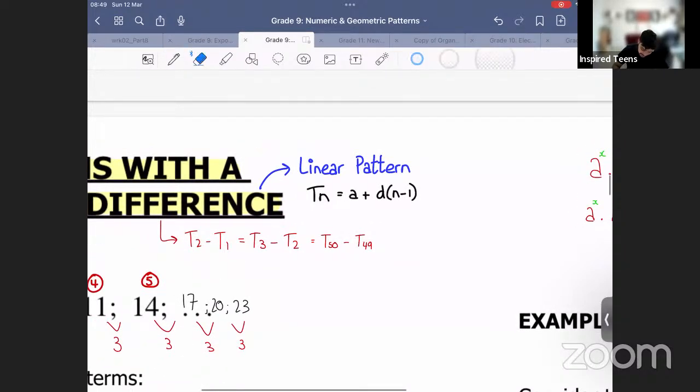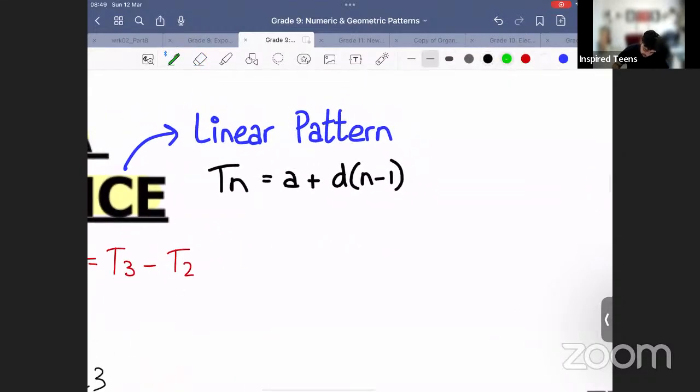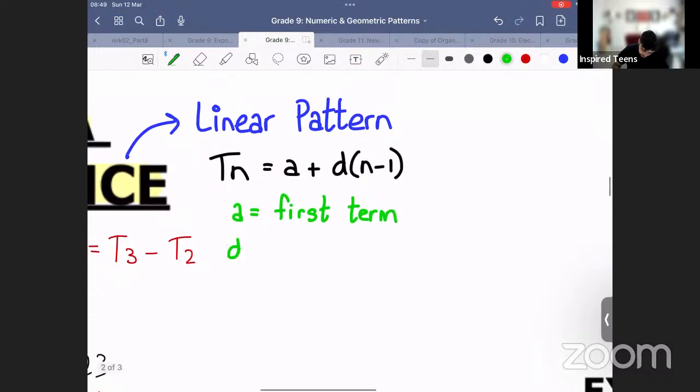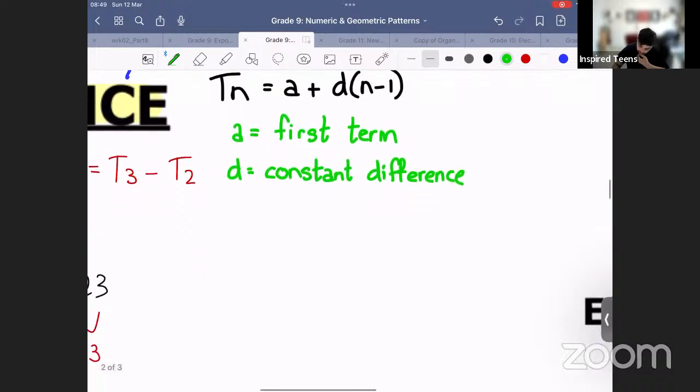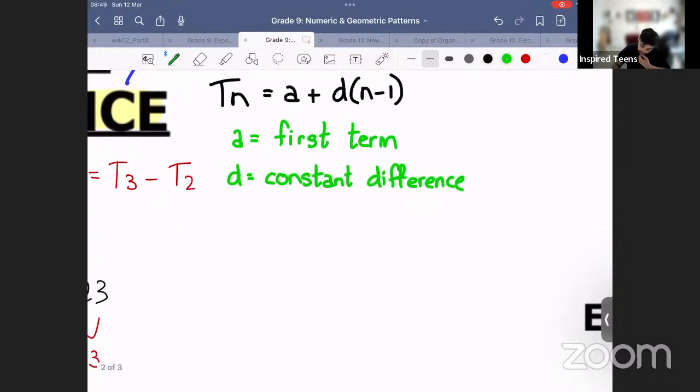Okay, so what exactly does this mean? A is our first term. So whatever your first term is, you're going to substitute it there. D is what we call the constant difference. N is the term number.